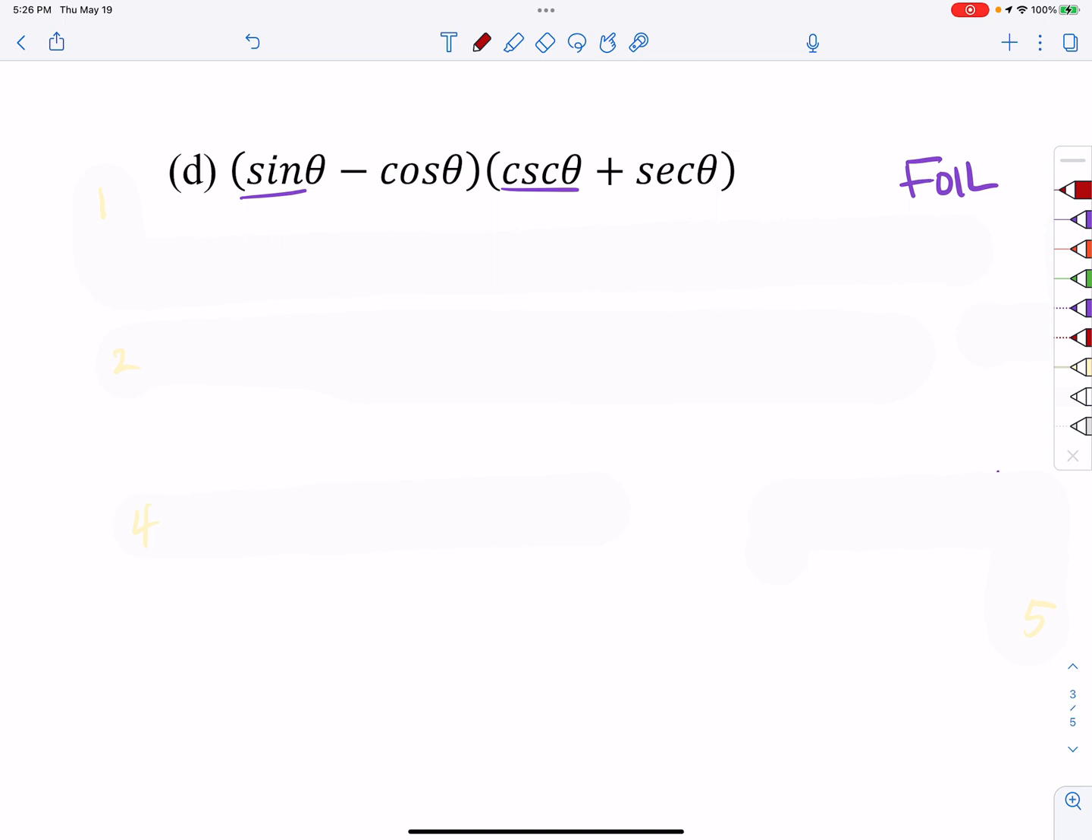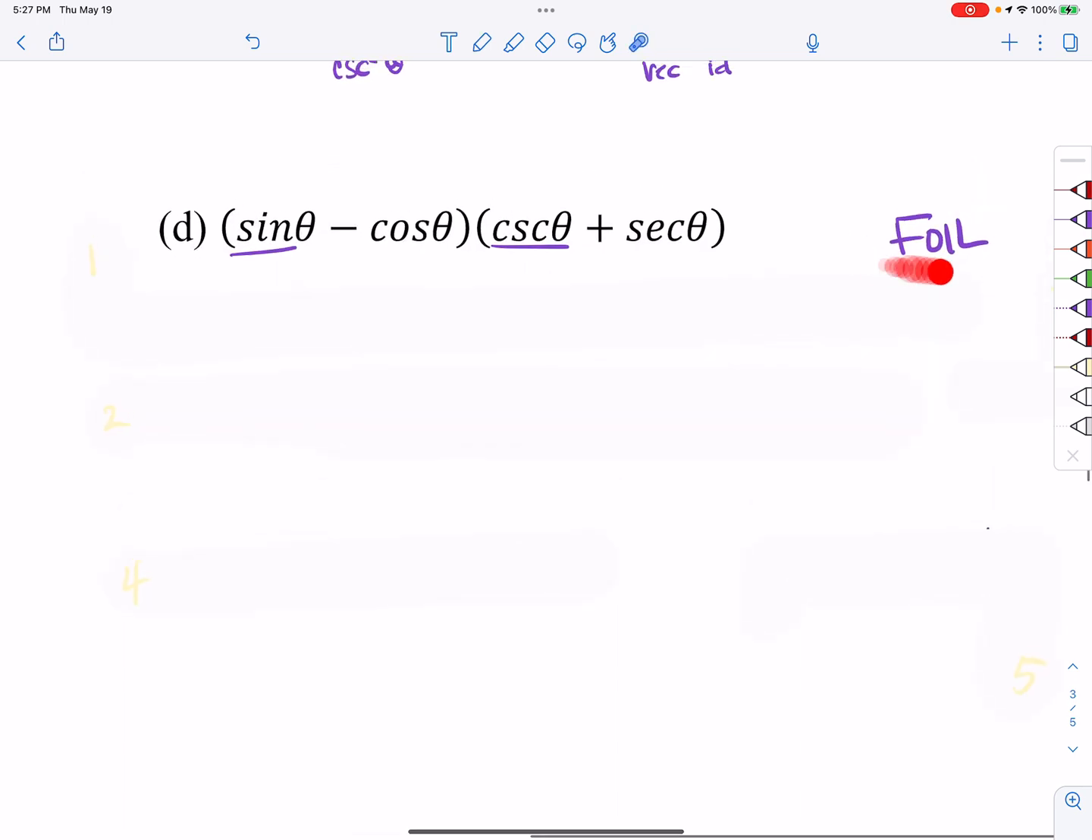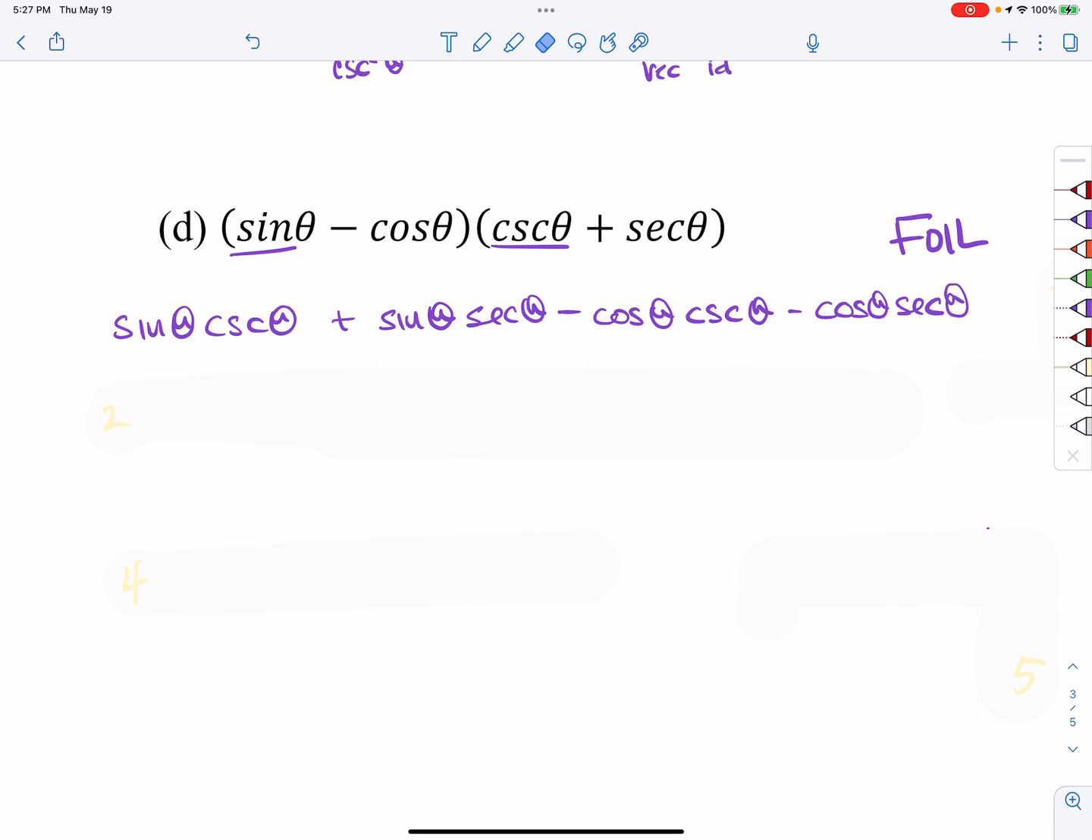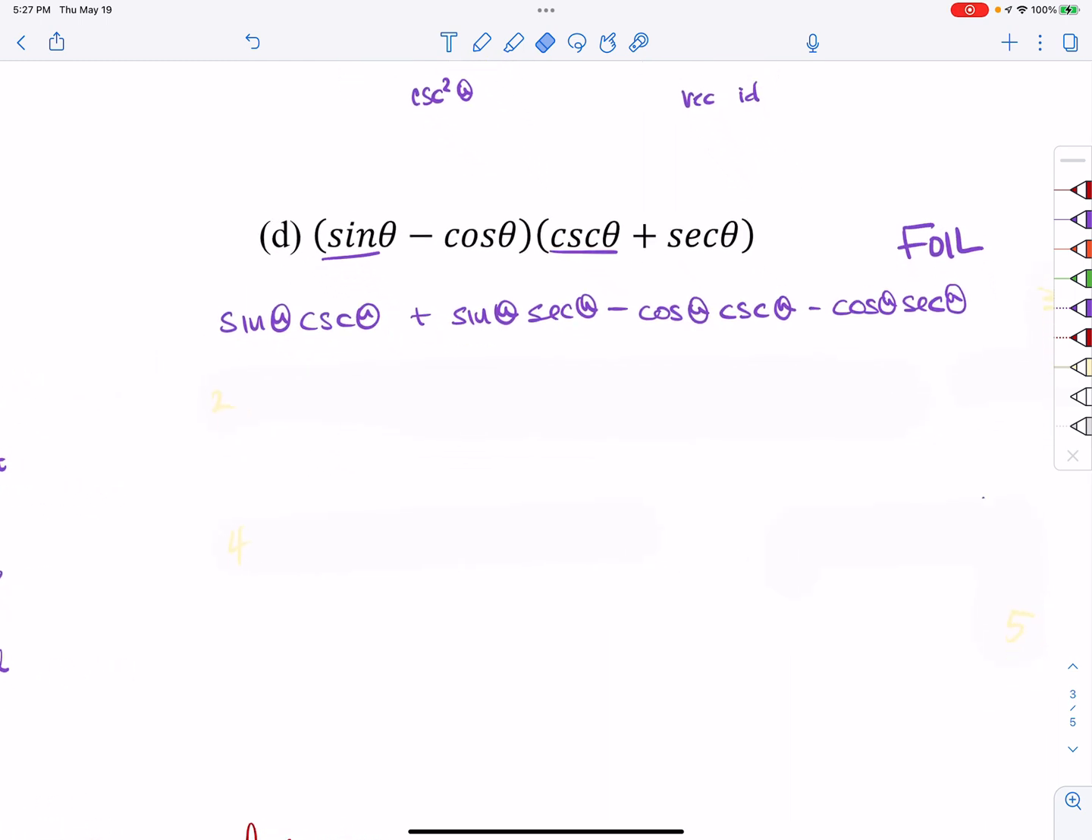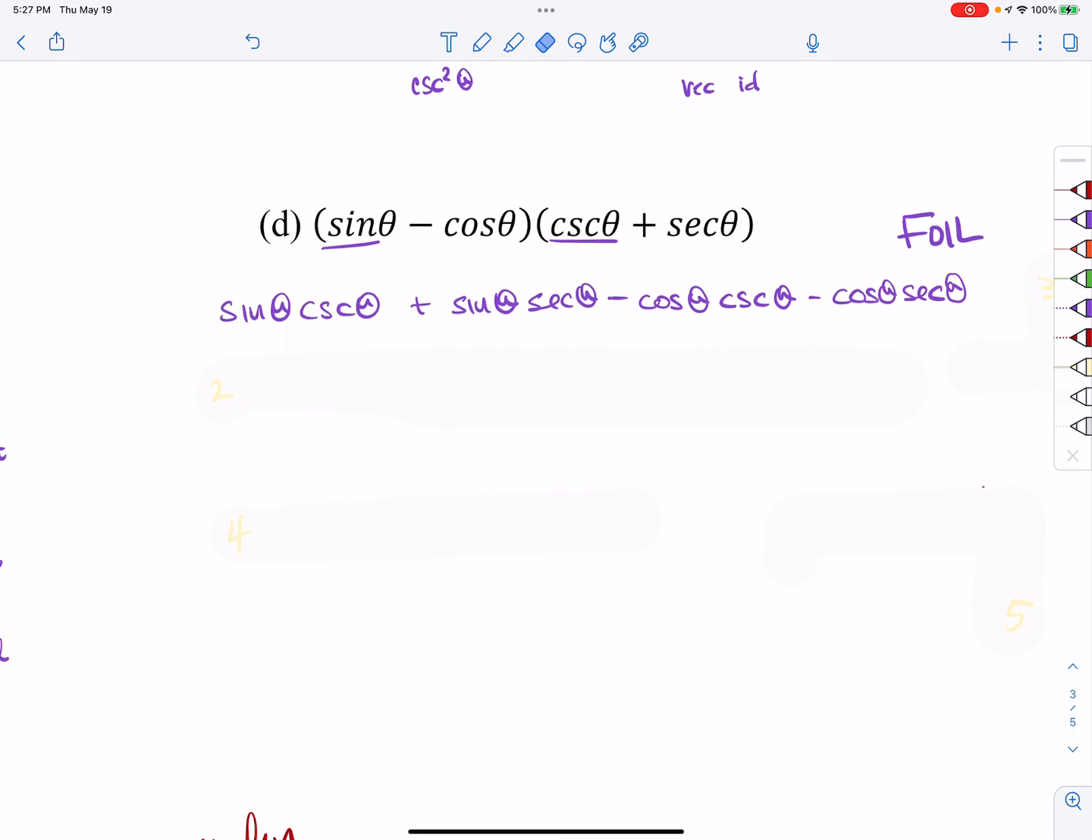Now, I've given you a hint here. The very first thing that we're going to do is we're going to FOIL. So first, outer, inner, last, you guys know what that means. So if you want to pause the video and you actually want to go ahead and FOIL these out and see if you get the same thing that I did, that would be perfectly fine. So go ahead and do that.